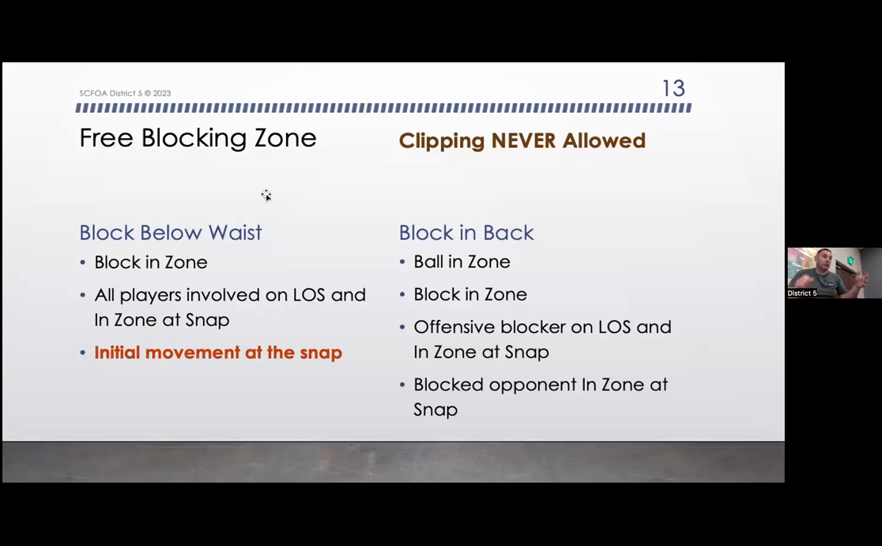So remember, it's a 6x8 rectangle essentially. The block has to be in the zone. The offensive blocker has to be on the line of scrimmage and in the zone at the snap. The defensive player, the blocked opponent, only has to be in the zone at the snap. So remember, 3 yards behind the ball, he's got to be within those 3 yards for a block in the back to occur. And then clipping is never allowed.